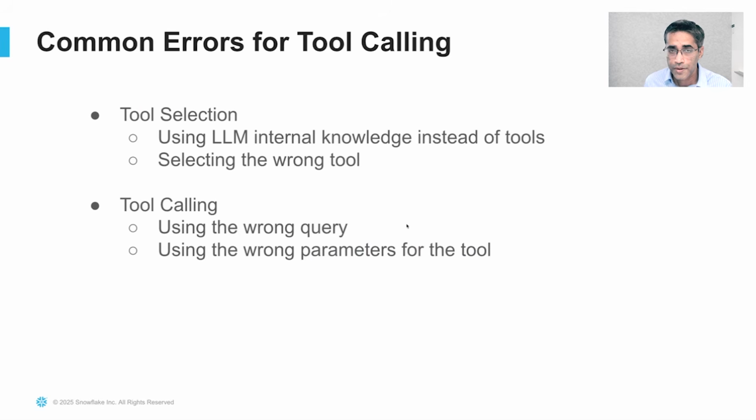All right, so you're going to run into a few issues depending on your use cases, or tool selection and tool calling. Sometimes with tool calling, you end up using the wrong query, or end up sending the wrong parameters for the tool. We've seen these as common configuration mistakes. In case of tool selection, you'll have to refine the prompt on the remote agent to ensure that it selects the correct tool, right?